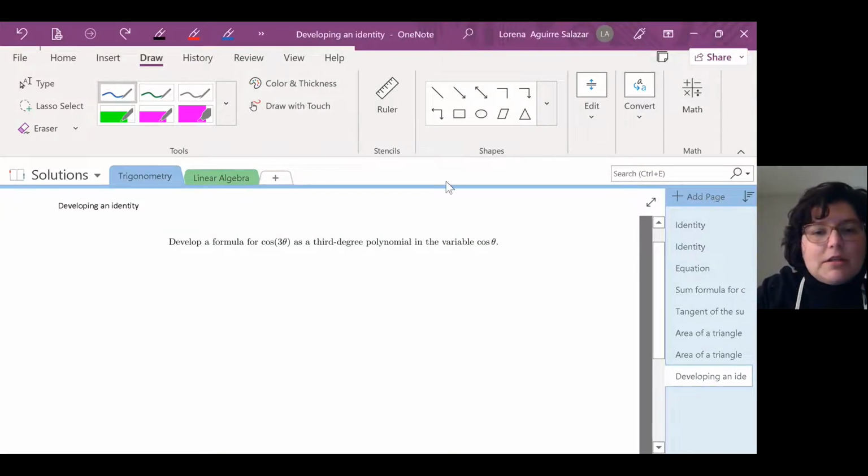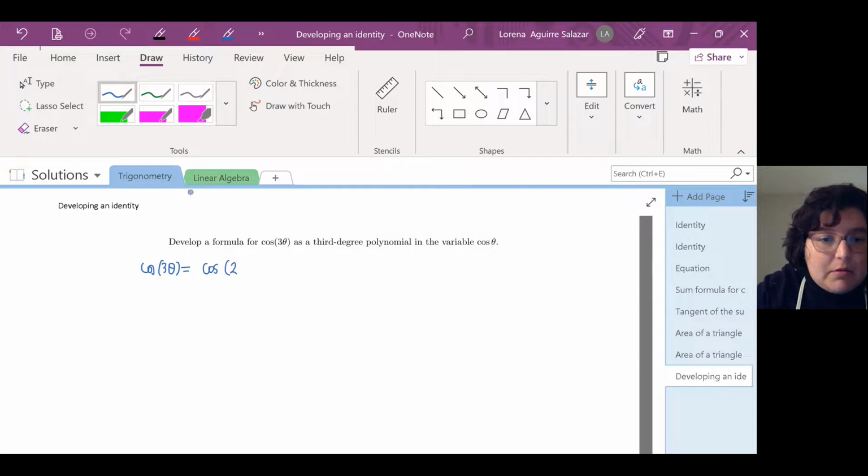Hello, and welcome to this video on developing an identity for cosine of 3 times theta. It makes sense to have an identity that involves cosines only because, as we know, it's possible to write, say, cosine of twice theta in terms of cosine only. So let's see. To develop an identity for cosine of 3 theta in terms of cosine only, it makes sense to decompose cosine of 3 theta into the following parts based on a decomposition of 3 theta.